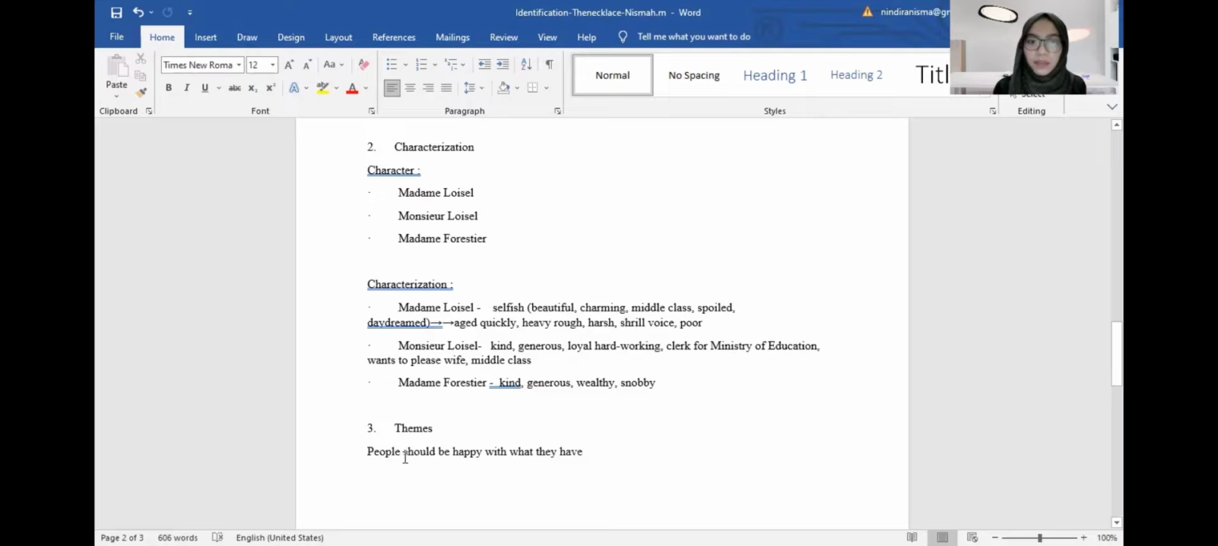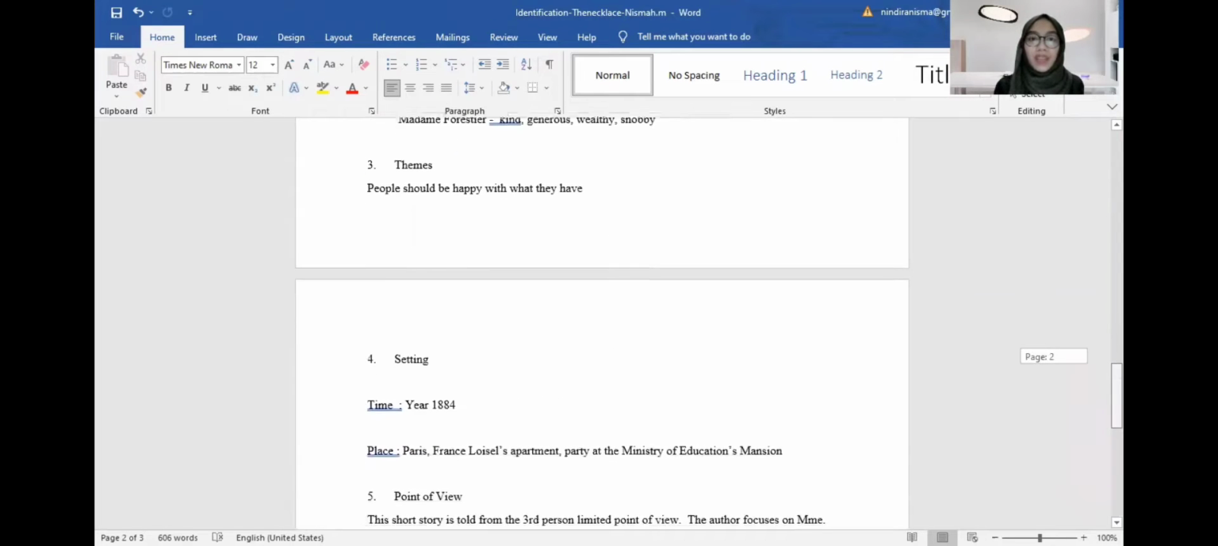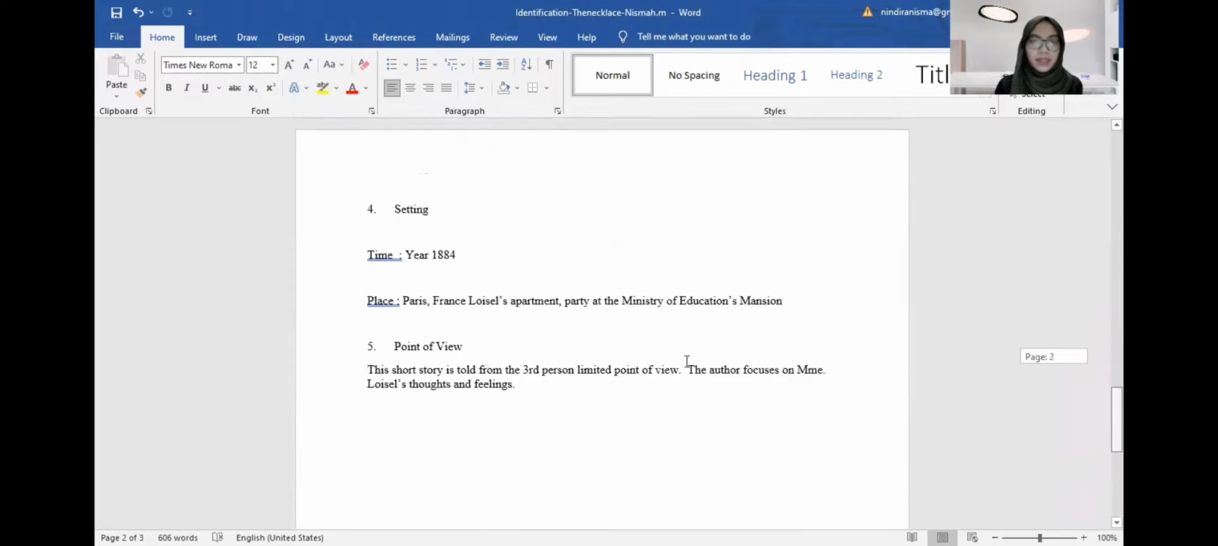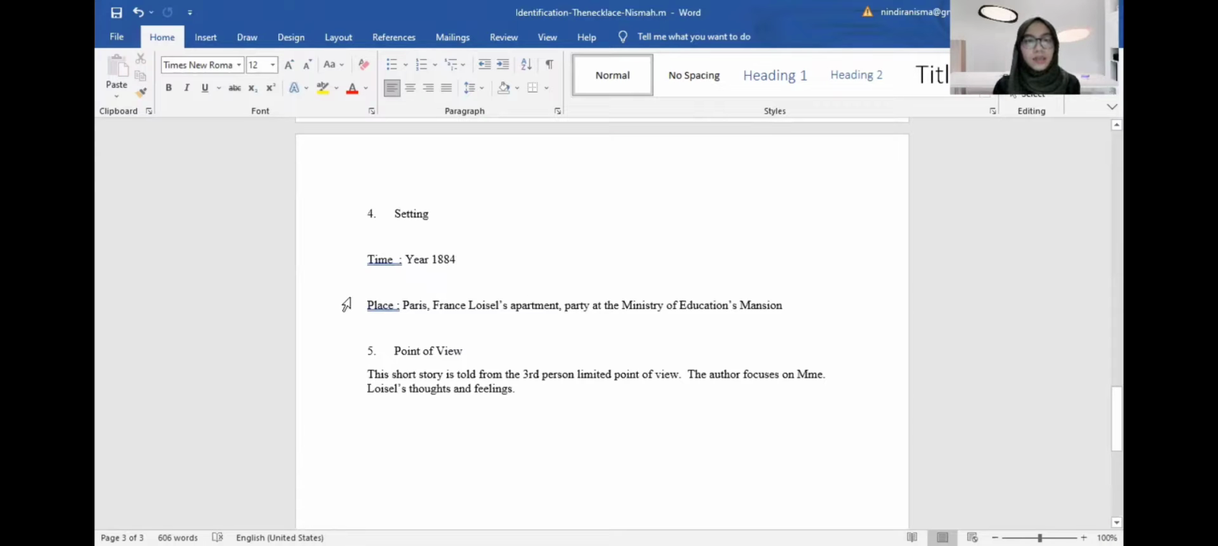And the theme is people should be happy with what they have. And this is the setting. This is the setting of time, and this is the setting of place. And for the point of view, the short story is told from the third-person limited point of view. The author focuses on Madame Loisel's thoughts and feelings, so that's why the point of view is third person.